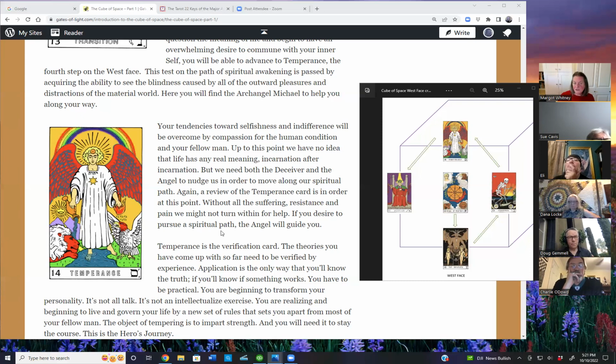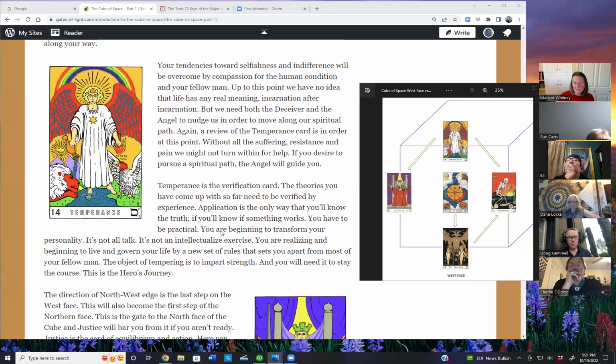If you desire to pursue a spiritual path, the angel will guide you. Temperance is the verification card. The theories you have come up with so far need to be verified by experience. Application is the only way that you'll know the truth. If you want to know if something works, you have to be practical.